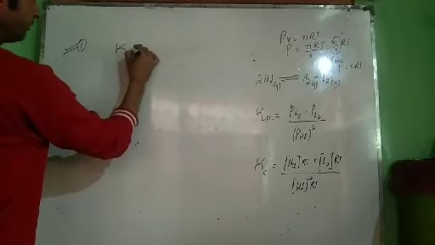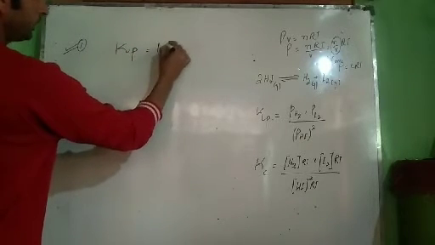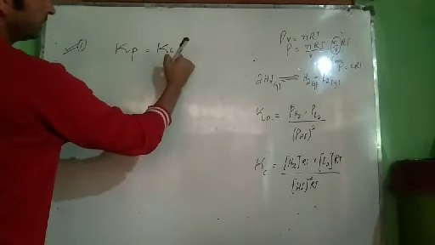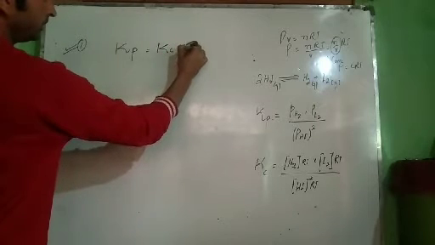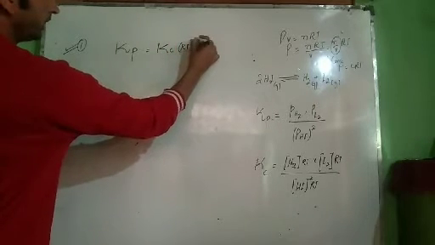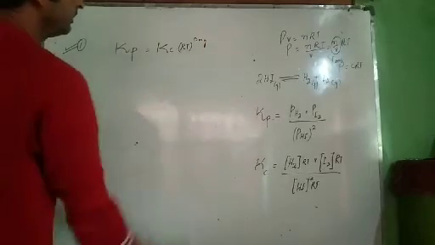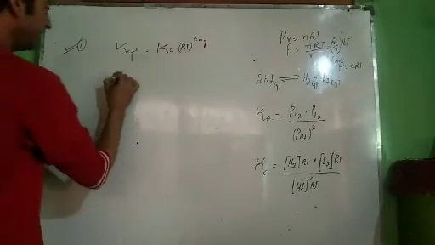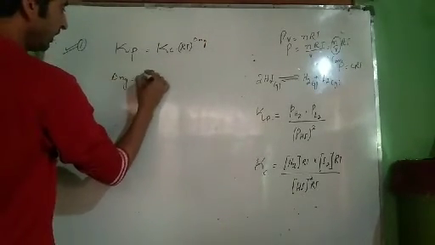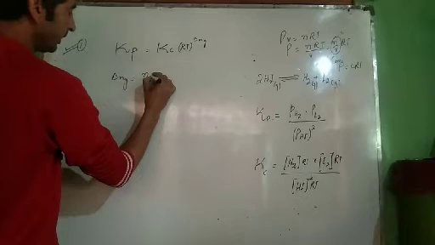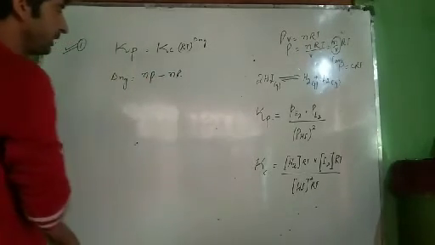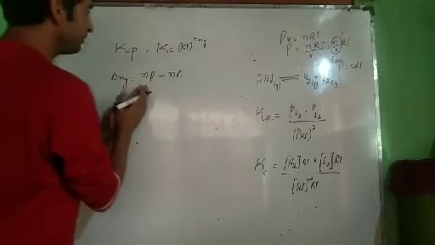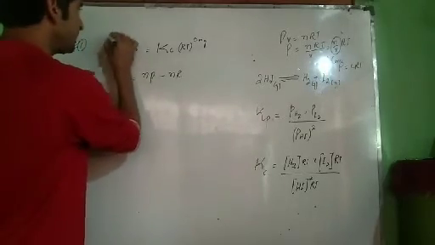Kp is equal to Kc into RT raised to power delta Ng. What is delta Ng? Where delta Ng is equal to the number of moles of gaseous products Np minus Nr, but these should be gaseous products and gaseous reactants. Number of moles of gaseous products and gaseous reactants.